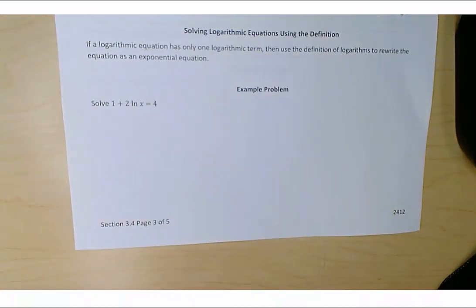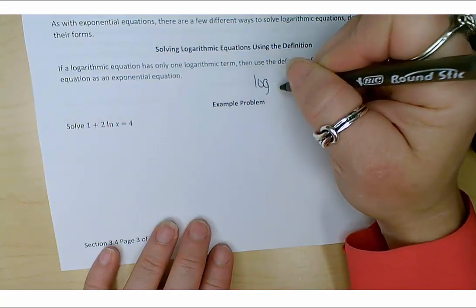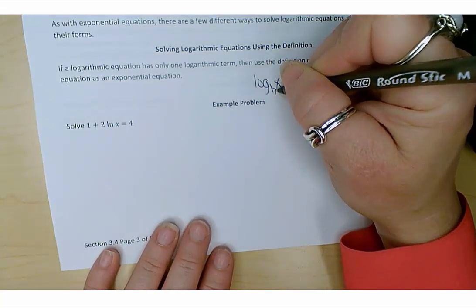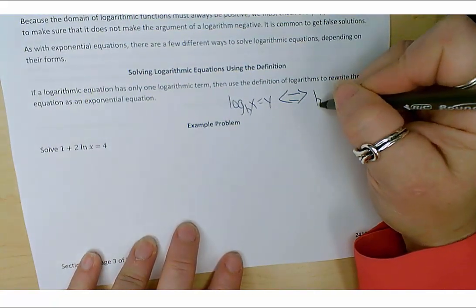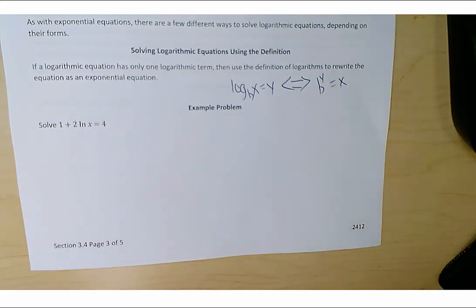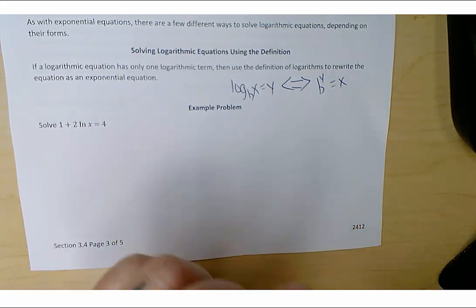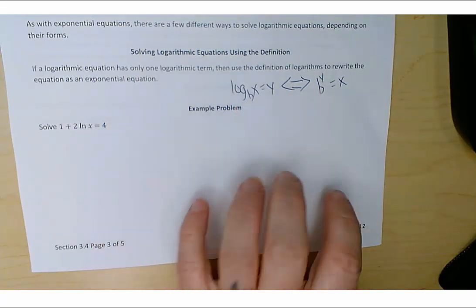Now, there are two main techniques on how to solve a logarithmic equation. The first is by using the definition of logs that looks like this. Most people are familiar with this. It's the first way, one of the first properties of logs that you were taught. It also helps us convert back and forth between logarithmic and exponential form.